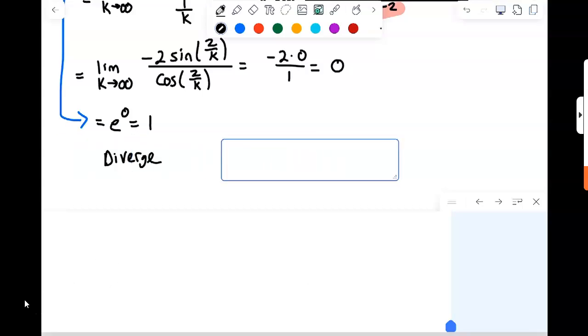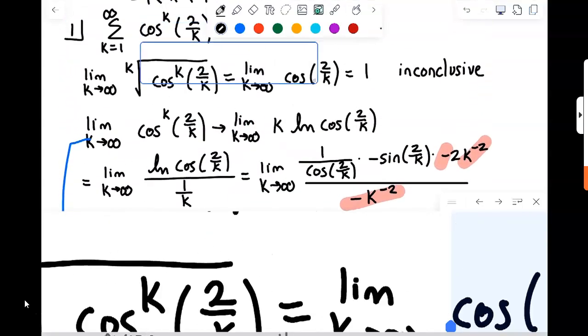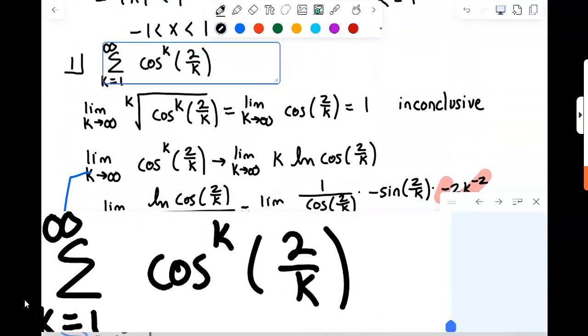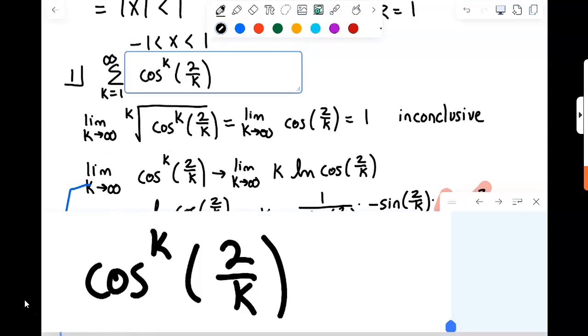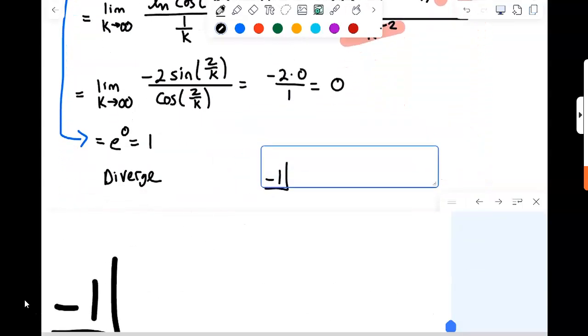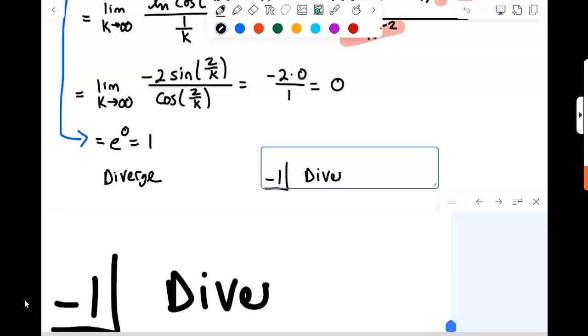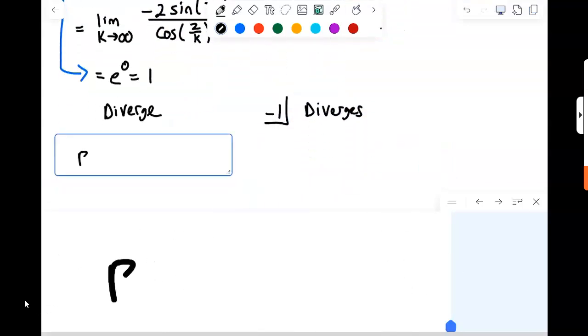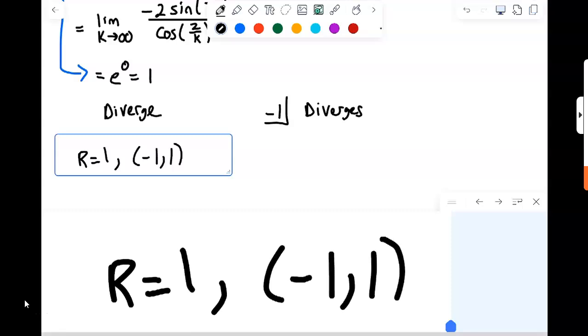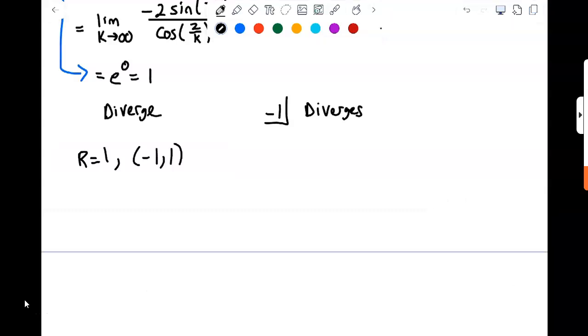And in a similar manner, if we plug in -1 to give us what would be an alternating series, this stuff with -1 to the k, since the underlying sequence doesn't approach 0, we would also know that it diverges. That means it doesn't converge at 1 or -1, so therefore we know that the radius of convergence is 1, and the interval of convergence is just -1 to 1. So it will only converge between -1 and 1.